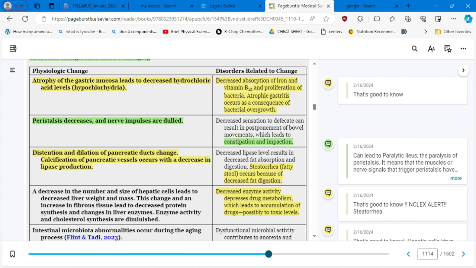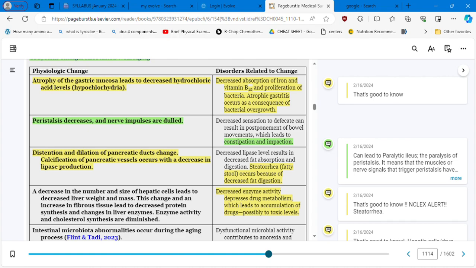The family. So the physiologic change is atrophy of the gastric mucosa, which leads to decreased hydrochloric acid levels. I told you this is one of the biggest health concerns in general, because this is going to decrease the absorption of iron and B12, the hydrochloric acid in the stomach, okay? Decreasing the absorption of iron. You can take all the iron you want, but if you don't have enough hydrochloric acid, the iron is going to go somewhere else. The same thing with vitamin B12 and proliferation of bacteria, okay?